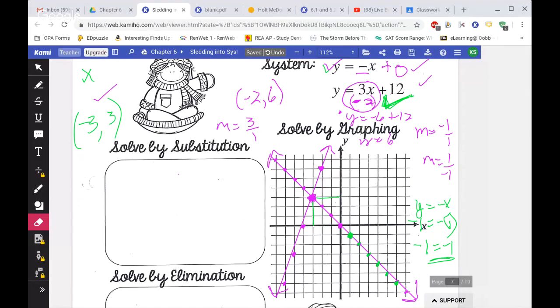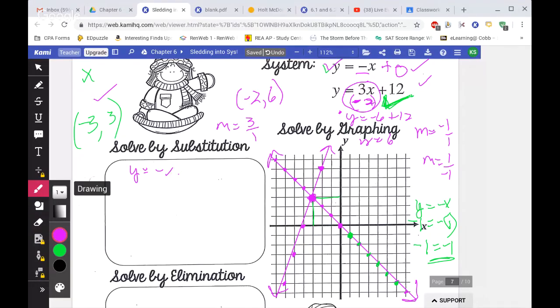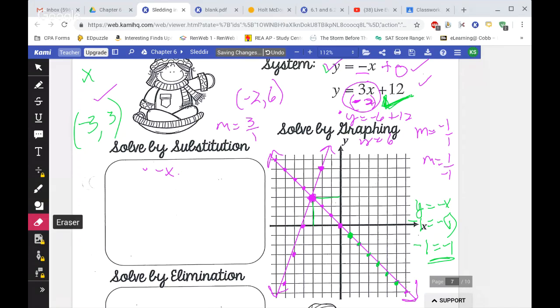All right, let's work on the substitution for this one. y equals -x. So what I'm going to do is plug that. Actually, I could set these equal to each other, because if y equals one thing, y equals -x and y equals 3x plus 12, I actually can set those equal to each other.